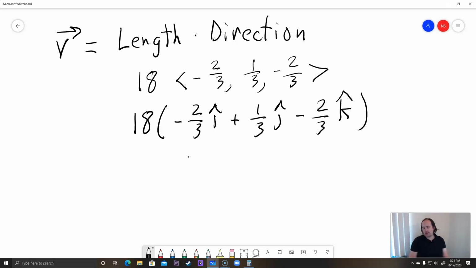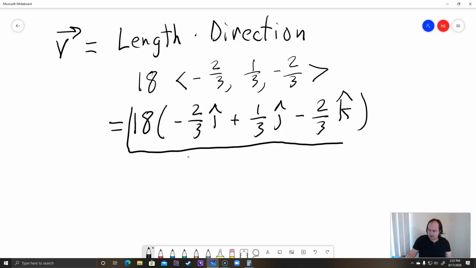Alright, and the reason we're writing it that way is they want us to express vector v as a product of its length, which was 18, and then its direction, which is the vector v divided by its length. Okay, so I'm going to go ahead and box this. This is how they want you to write your answer.